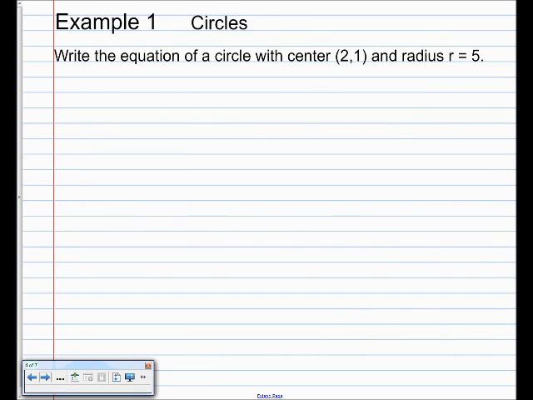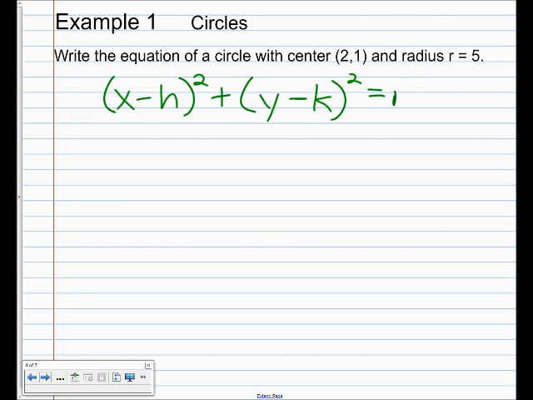Let's do an example together. It says, write the equation of a circle with a center at 2, 1 and a radius of 5. Well, what is the equation for a circle? The center is always going to be the ordered pair H, K, so just for purposes, I'll write H, K here above 2, 1. So how am I going to write that in the x minus h and the y minus k?